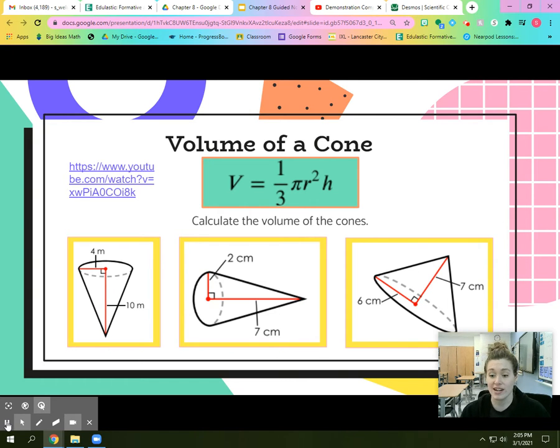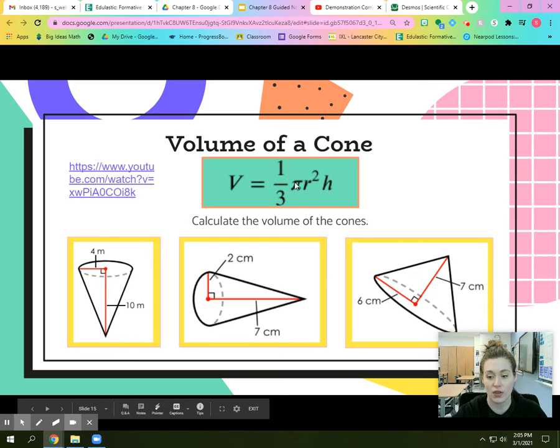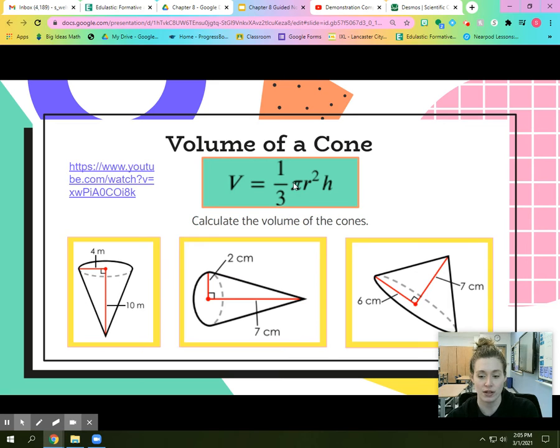So everything we do today is pretty much the exact same thing we did when we were finding the volume of a cylinder. The only difference is a cone is 1/3 that volume, so then we just add in this 1/3. So we're essentially finding the volume of a cylinder and multiplying it by 1/3 because we know a cone is 1/3 the volume of a cylinder. Everything else is the same thing we were doing last time.